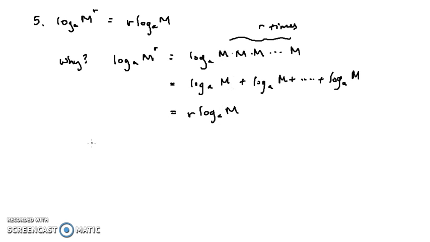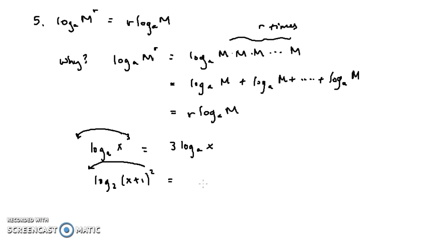Okay, so what this one means is if we have log base a of x to the 3rd, that's the same as 3 log base a of x. We can bring the exponent down to the front. All right, and if we have log base 2 of x plus 1 squared, okay, the one thing that we need to check, does that exponent go to the whole thing? Yes, it does. So we can bring that down to the front. We've got 2 log base 2 of x plus 1.